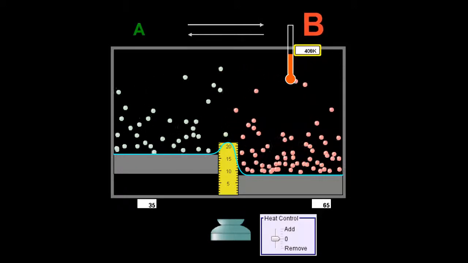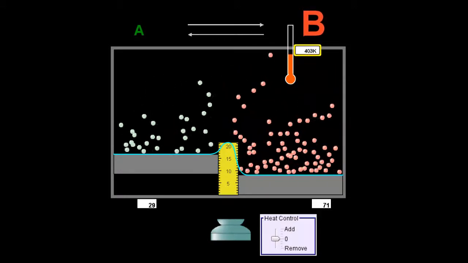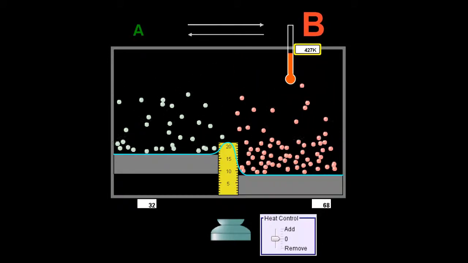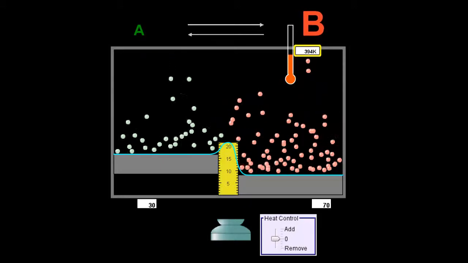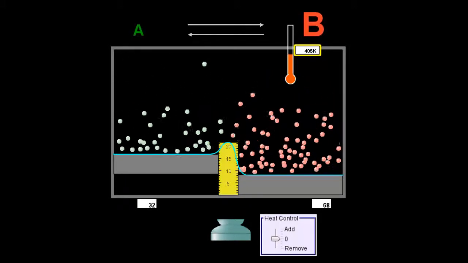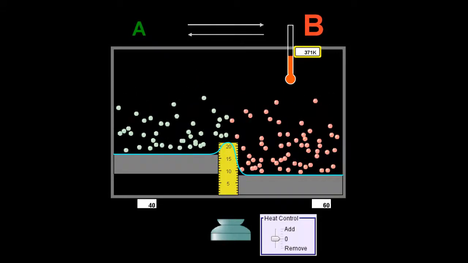So after about 2 minutes, I've let this simulation go, and it looks like we've got a more or less constant amount of green balls and red balls. You can see that the green balls are hovering around 30, and then the red balls are hovering around 70.